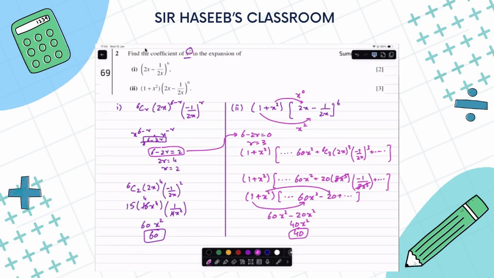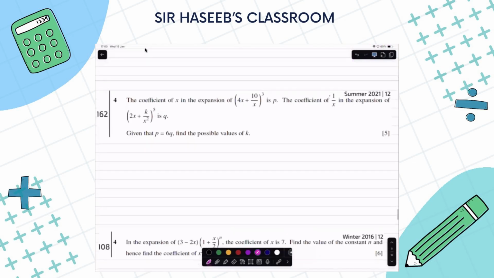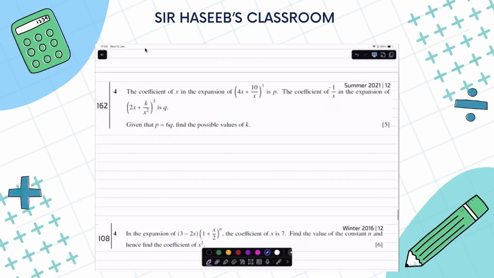Okay. So the next is this, that the coefficient of x in the expansion of this is p, and the coefficient of 1 over x in the expansion of this is q. It says p is equal to 6q, find the possible values of k. तो बड़ा simple सा लग रहा है. So in this expansion, the coefficient of x कैसे आएगा? जब ये स्क्वायर हो जाएगा और इसकी पावर 1 हो जाएगी, राइट? टोटल पावर 3. You get it? That means you have to take r as 1.